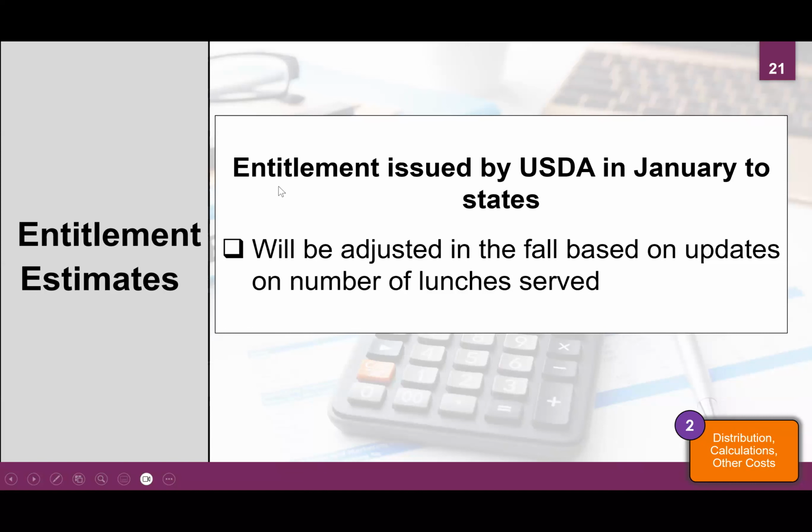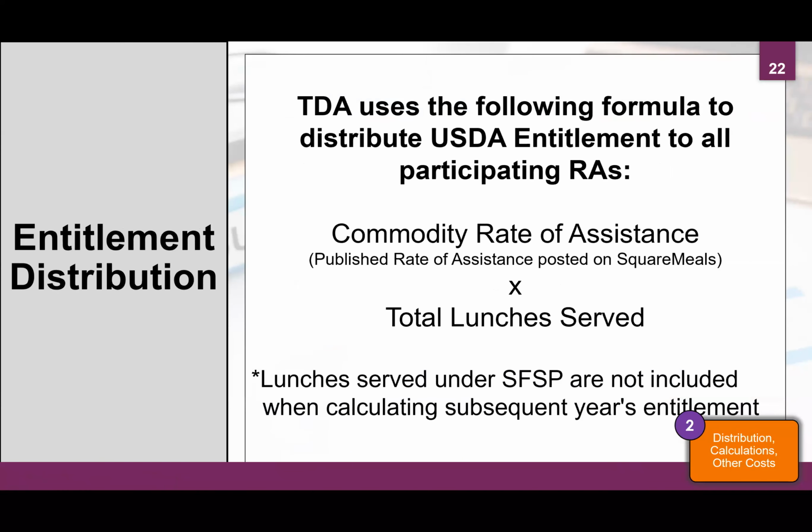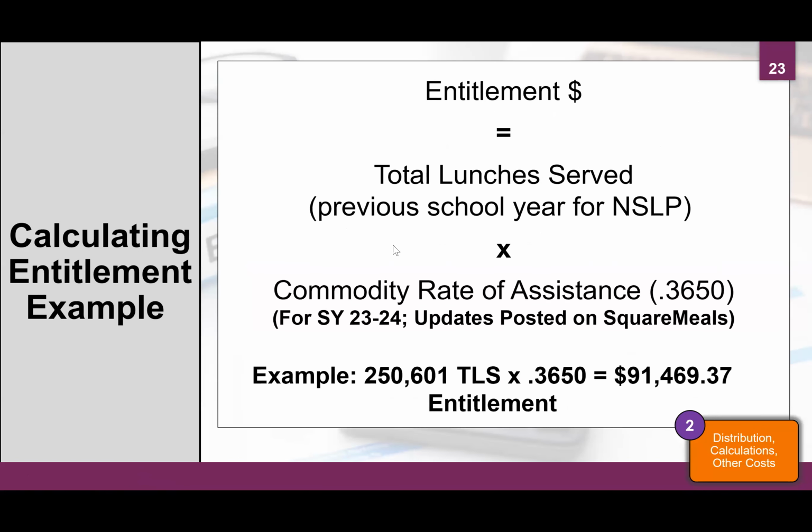So, entitlement estimate. Entitlement is issued by USDA in January to each of the states. And those numbers are adjusted in the fall based on updates on numbers of lunches that were served. So this is showing you how it's broken down. You can see you have your commodity rate of assistance and your total lunches served. If you serve lunches under SFSP, they are not included when calculating the subsequent year's entitlement. It's just another breakdown with actual numbers.